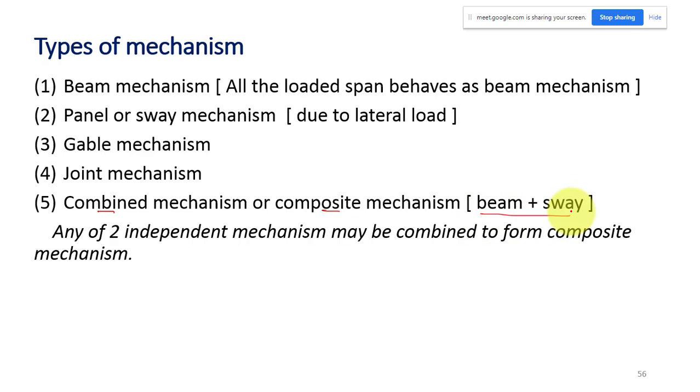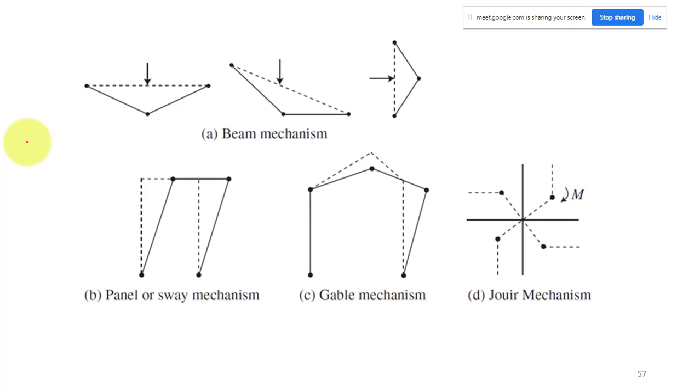It can be a combination of your beam and sway mechanism. All these are independent mechanisms, so any two independent mechanisms you can combine to form a combined mechanism. Sometimes in the structure, the combined mechanism may be the governing failure. That is why we have to look at all these types of mechanisms when we are solving for the collapse load for a given structure.